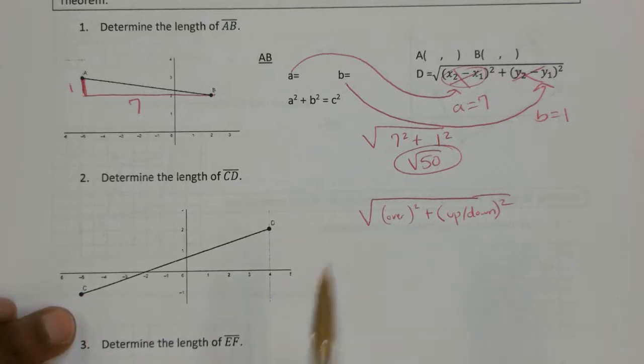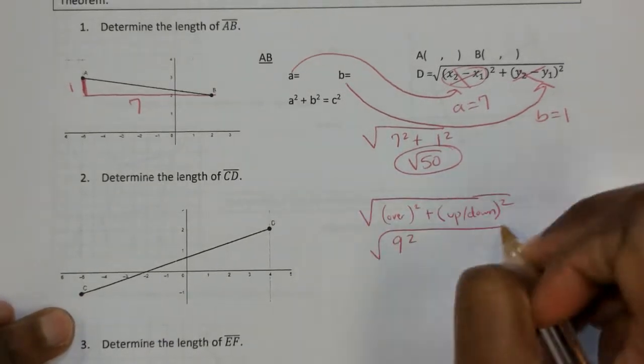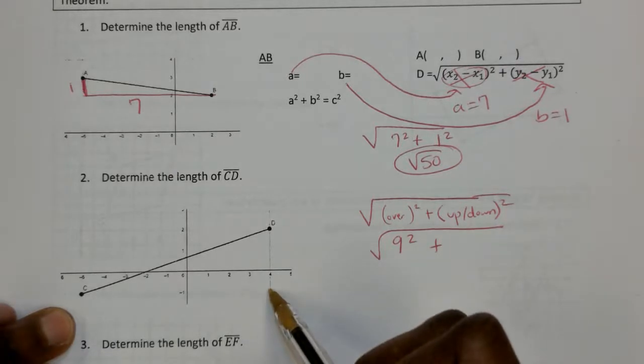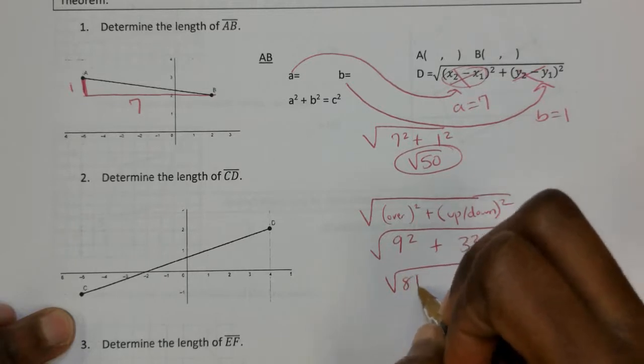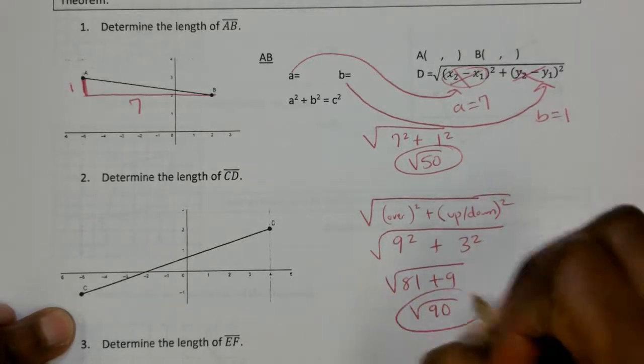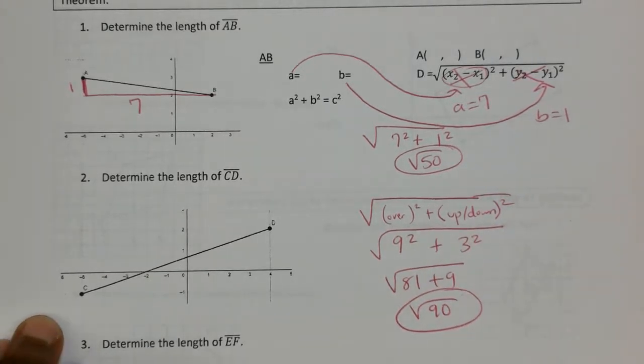So 9 is how many it goes over, and 3 is how many it goes up or down. So that's how you do those.